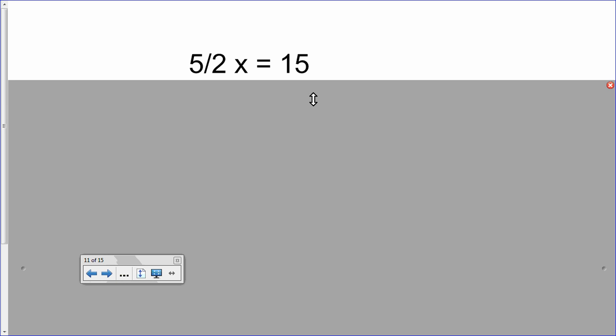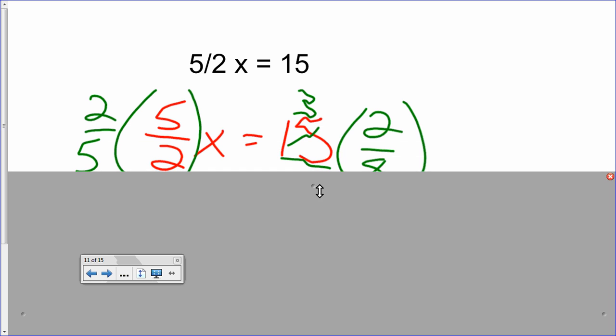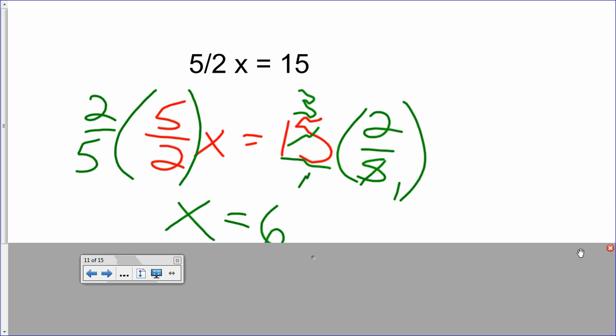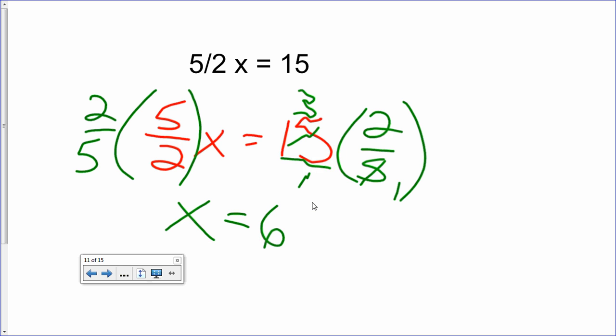Okay, here's another example with a fraction in front of the variable. Again, we're going to multiply both sides by the reciprocal of 5/2, which in this case would be 2/5. This side is going to go to 1 times x. Because we multiplied the left side by 2/5, we need to multiply the right side by 2/5. Cross cancel here where you can. 5 goes into 5 one time. 5 goes into 15 3 times. And we end up with 3 times 2, which is 6. And on the bottom we end up with 1 times 1, which is 1, but we don't need to write that.